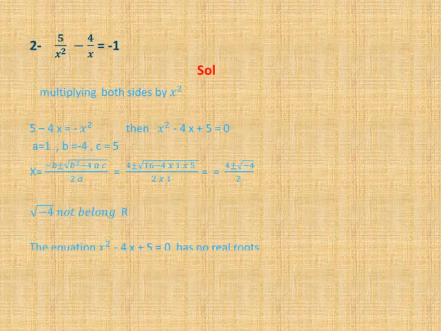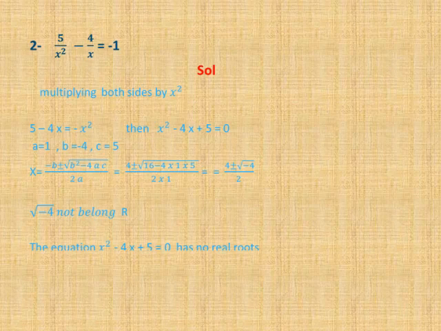If we have another equation of 5 over x squared minus 4 over x equals negative 1, we need to get rid of x to the power 2. 5 over x squared means 5 divided by x squared. So to get rid of the division, we have to multiply. Multiply by what? x to the power 2. So we multiply by x to the power 2. It will be 5x squared over x squared, which means 5.